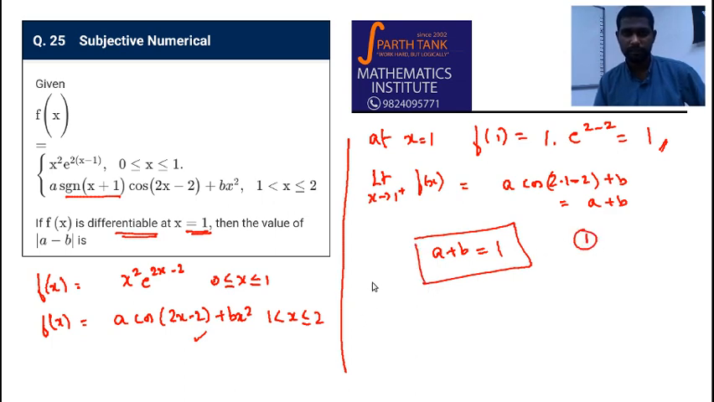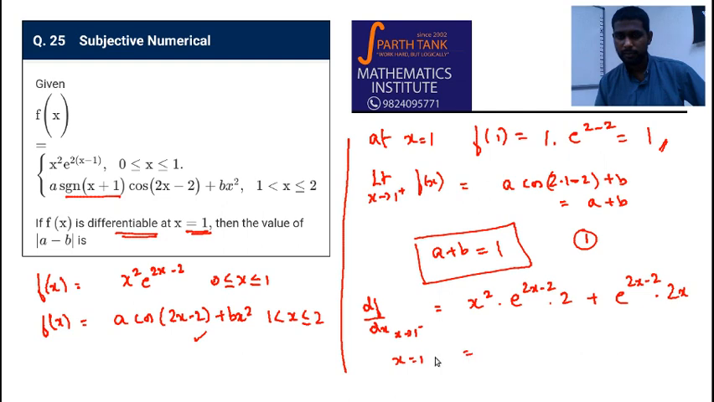Now let's find the derivative. The derivative of 1, okay, we can use this for the left limit, and this for the right limit, right? So the derivative df by dx as x tends to 1 minus would be from here. This would be x squared into e raised to 2x minus 2 into 2 plus e raised to 2x minus 2 into 2x. Now at x is equal to 1, this becomes 1 into 1 into 2 plus 1 into 2, basically 4.